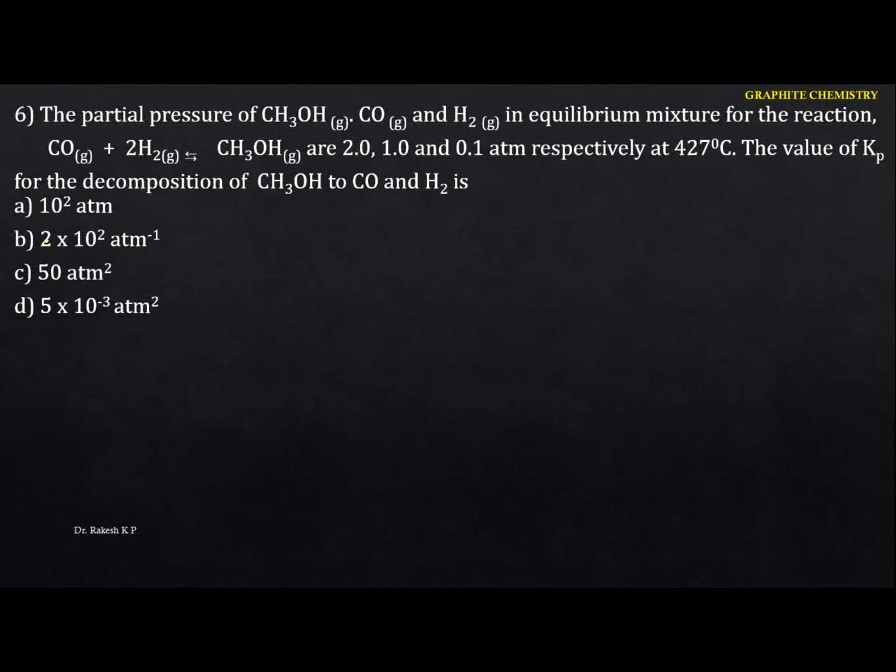The partial pressures of methanol, carbon monoxide and hydrogen in the equilibrium mixture for the reaction carbon monoxide plus hydrogen, which gives you methyl alcohol, are 2.0, 1.0 and 0.1 atmosphere respectively at 427 degrees Celsius. The value of Kp for the decomposition of the methyl alcohol to carbon monoxide as well as hydrogen. Just go to this one here.